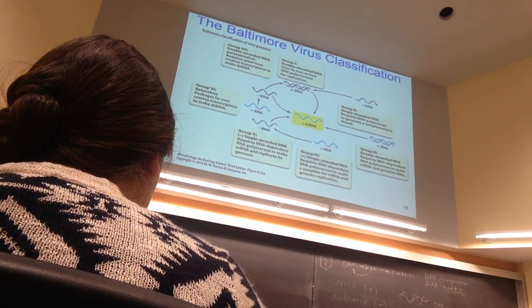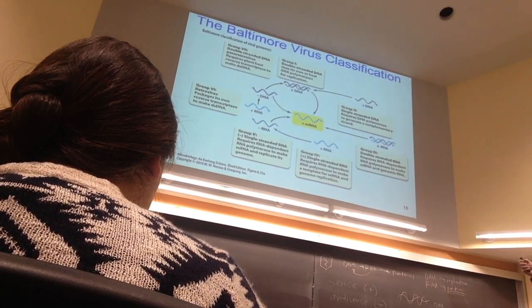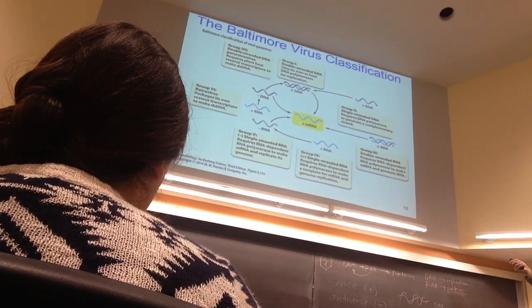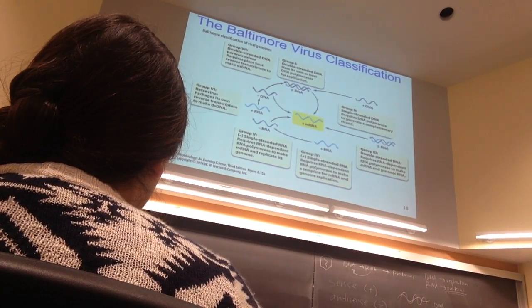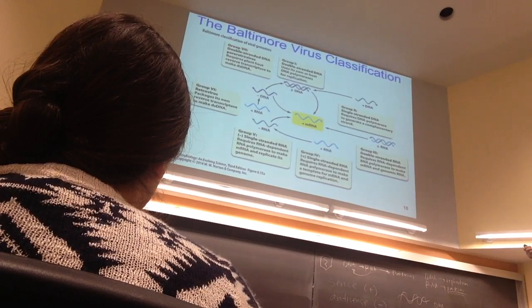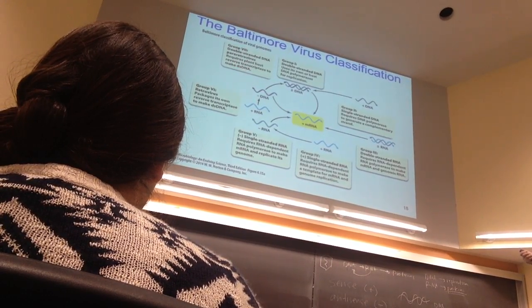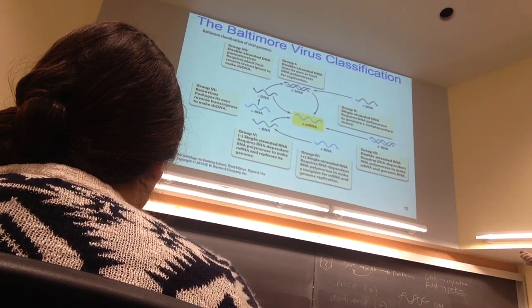So that's why we are dealing with some viruses that have to go through DNA intermediates before they go to RNA particles. And group number 7, which is double-stranded DNA, they also use a reverse transcriptase to make double-stranded DNA.